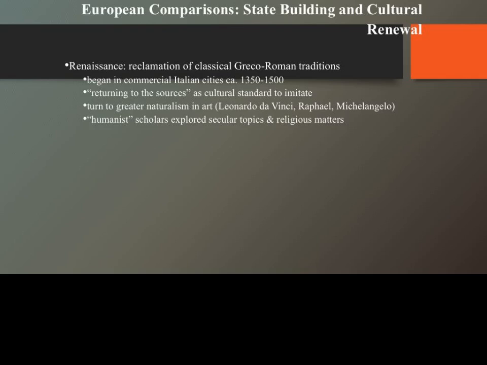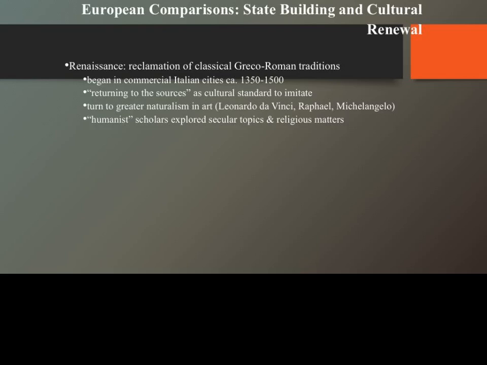Now, the Renaissance, which began around this time of cultural flowering and increase in population, was a reclamation of classical Greco-Roman traditions. It began in the commercial cities of Italy around 1350 or 1500, depending on the city. And it was a returning to the sources as a cultural standard to imitate. And we see a turn to greater naturalism in art, especially in the works of Leonardo da Vinci, Raphael, and Michelangelo, all three very famous Italian artists, or Renaissance men, if you will. And the humanist scholars explored secular topics in addition to religious matters. So there wasn't just a focus on religious matters, but also on secular and political topics.